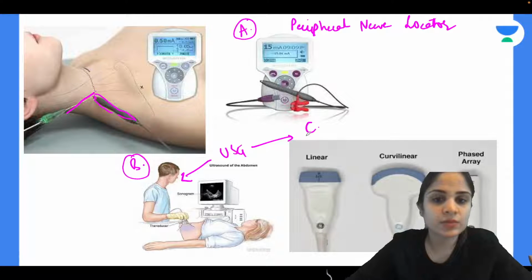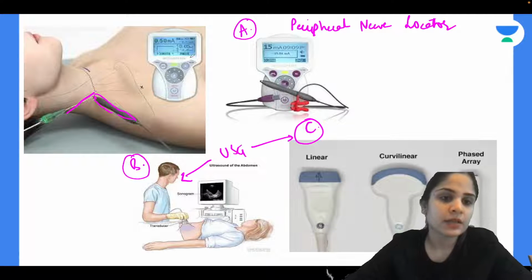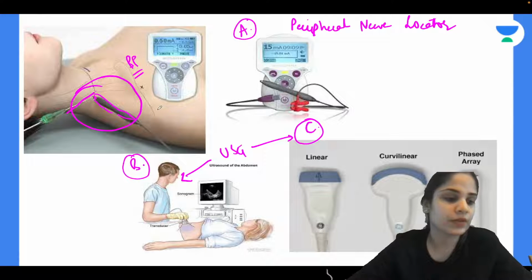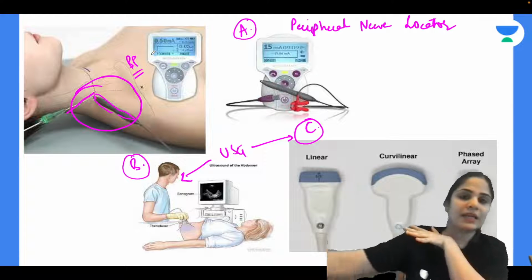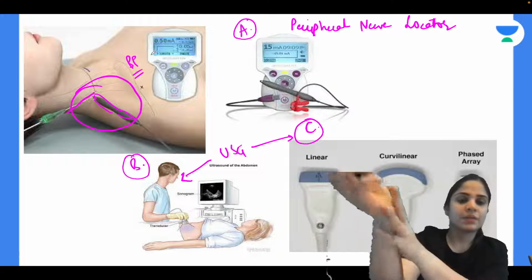Peripheral nerve locator. Okay, so what do we see over here? Both of these instruments that are there are basically used for finding the nerves which you want to block, for locating the nerves that you want to block. So this is also a part of regional anesthesia. Now for example, what plexus of nerves is present over here? We all know that the brachial plexus is present over here in this area. Okay, the brachial plexus supplies your entire upper limb.